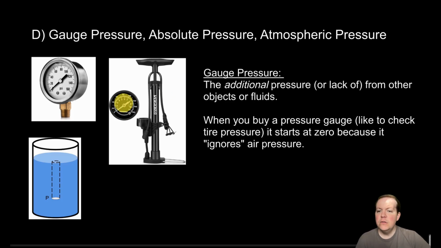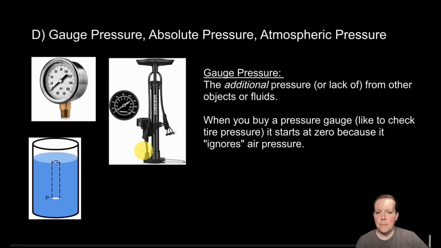Well, team, those objects are measuring what's known as gauge pressure. Gauge pressure is additional pressure, or maybe the lack of additional pressure, besides air itself. Remember, we're always surrounded by air. That's like a constant. So one way we could measure pressure is to say, okay, we know there's air pressure, but let's not always have to include that. Let's look at the additional, on top of pressure.